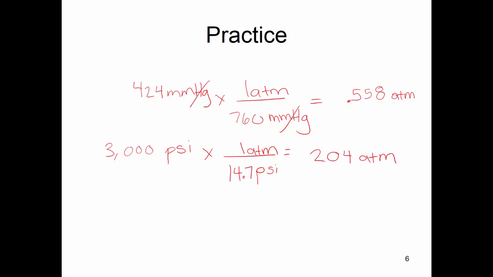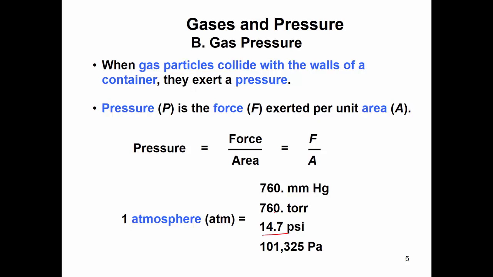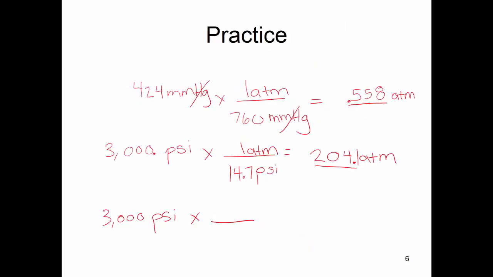All right, and now we're going to convert to millimeters mercury. I also need to be sure my sig figs are good. So let's make that 204.1. Since we have 4 sig figs, we want to have 4 in our answer. Now if we convert 3,000 PSI to millimeters mercury, you can go to ATM and then to millimeters mercury, or if you just look here, you have 760 torr for every 14.7 PSI, and torr and millimeters mercury are the same.